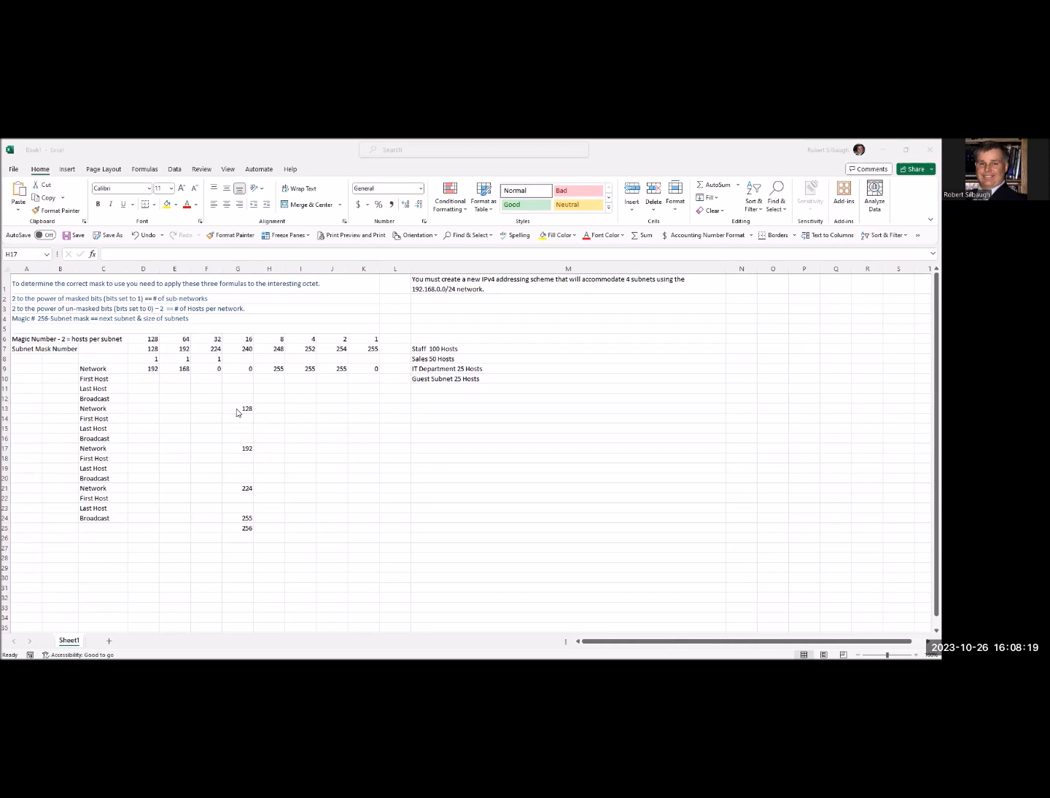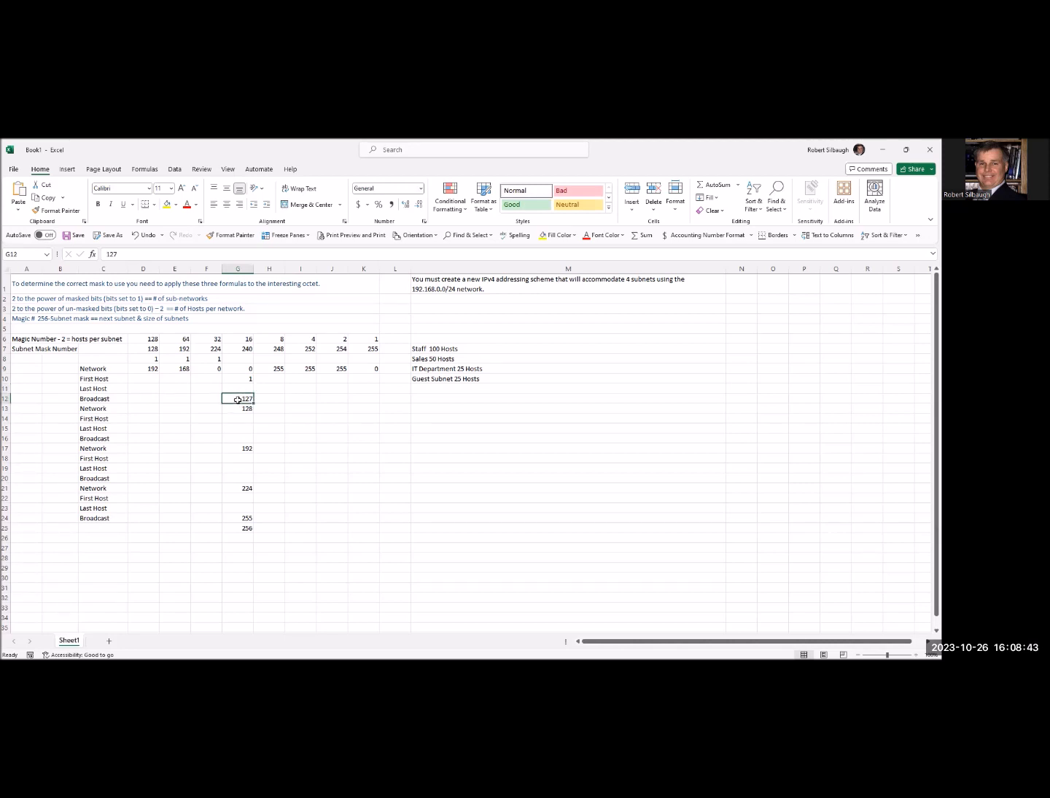The next thing we need to do is just some very simple math. Our starting network address is 0. We add 1 to our starting network address. That gives us our first host address. Our broadcast address is 1 less than the next network, so we just subtract 1. That gives us our broadcast address.